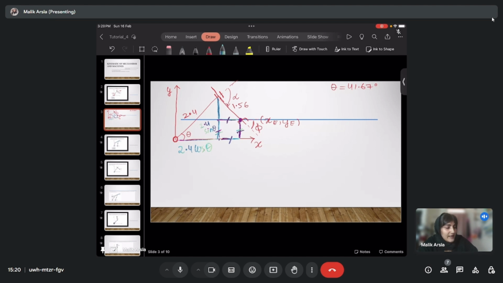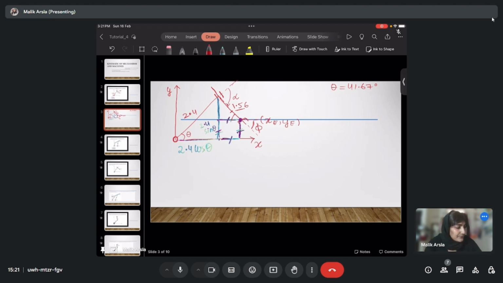So basically I need to figure out these two lengths and then subtract it from this in order to get xe and ye. Now this length is known to me because it is 1.56. If I figure out this angle, which is nothing but phi, then I'll be able to calculate it.